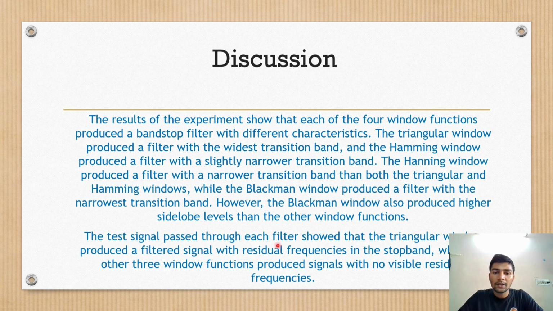The test signal passed through each filter shows that the triangular window produced a filtered signal with residual frequency in the stop band, while the other 3 window functions produced signals with no visible residual frequencies.